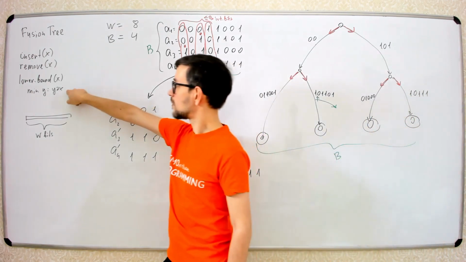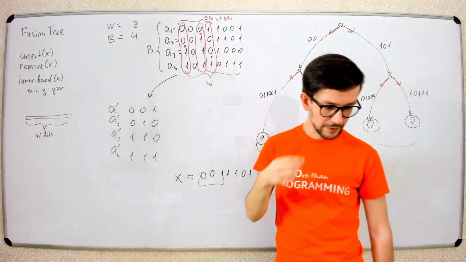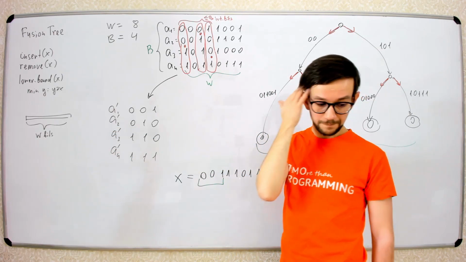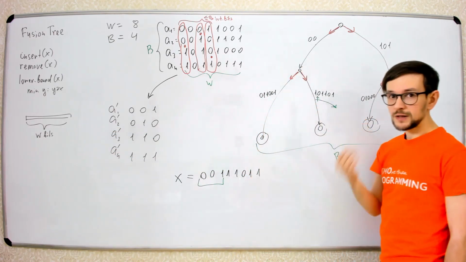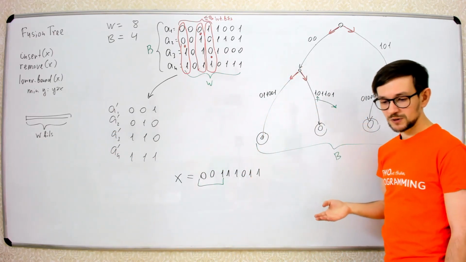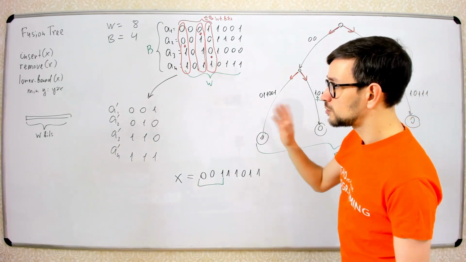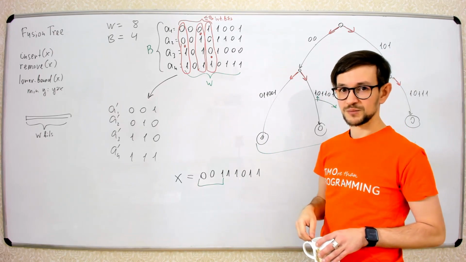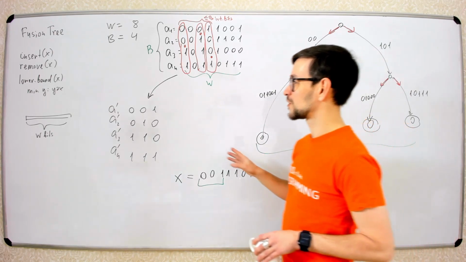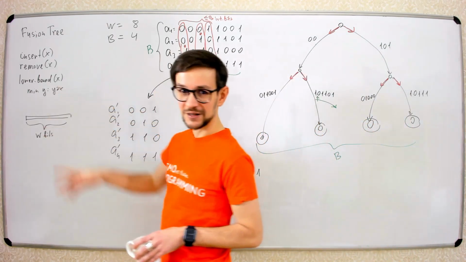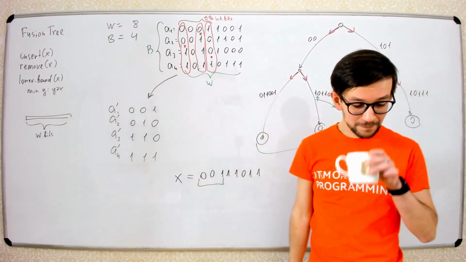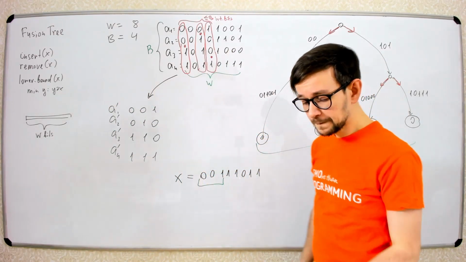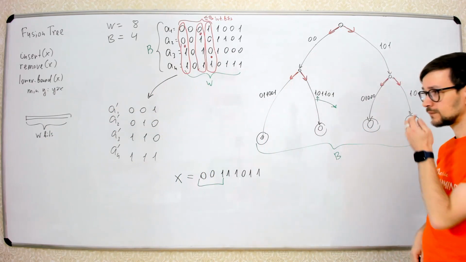Yes, lower bound is the minimal value greater or equal. It's like the lower bound in C++. Usually it's called differently in papers, but just to make it close to reality. In a C++ set, it's called lower bound. Not a big difference.